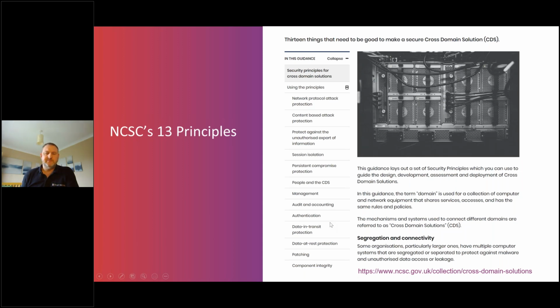And what we're going to do in today's session specifically is focus on the first 3 of these 13 good things. There you are, you can see them highlighted on the screen at the moment. So we're going to look at network protocol attack protection, at content-based attack protection, and at protecting against the unauthorized export of information. So I guess, Tim, we'll work our way through them.